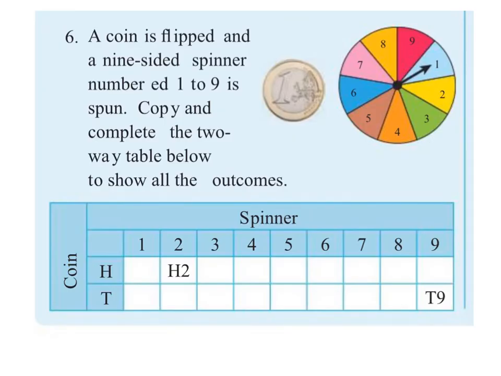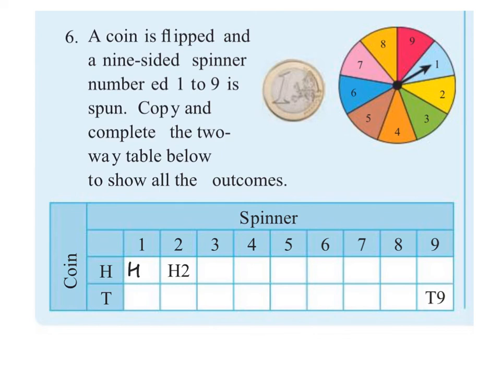The last one then, a coin is flipped and a 9-sided spinner numbered 1 to 9 is spun. Copy and complete the two-way table below to show all of the outcomes. So if we look at this table below, they've already put down if the coin lands on heads and the spinner lands on 2. Another outcome they've put down is if the coin lands on tails and the spinner lands on 9. So I'm going to just start with doing all the heads first.